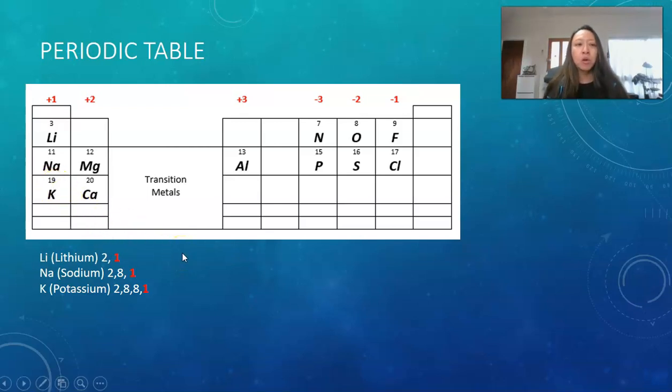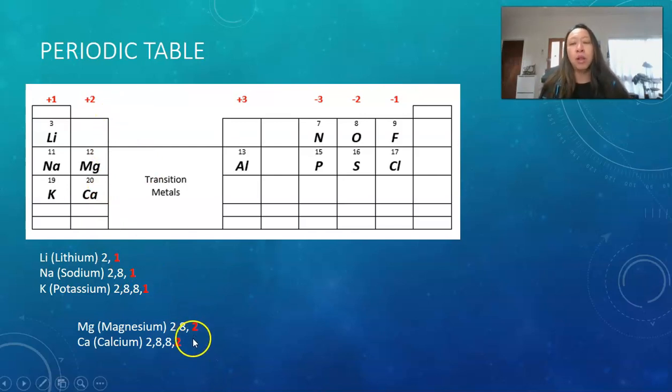If we look at the second column over here, as you can guess, because I put a +2 here, these elements will have 2 valence electrons on their outermost shell, and they will be giving out 2 electrons, and therefore they have a +2 charge. That means that all the elements on the second column will have a +2 charge. Let's ignore the transition metals at this moment, because we're doing this in our next lesson.